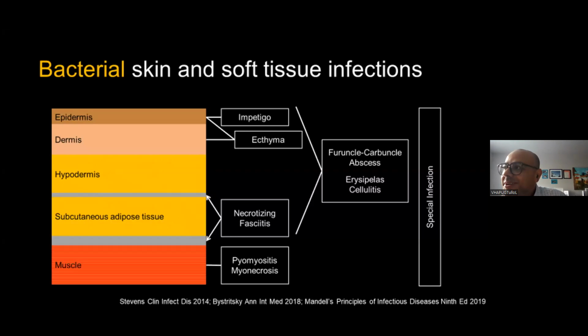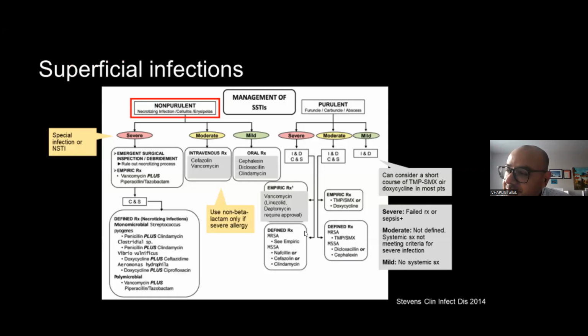All right, bacterial skin and soft tissue infections. Again, I'm a fan of categorizing what I'm dealing with. SSTIs or superficial infections, impetigo, ecthyma. And the IDSA guidelines from a long time ago now have this nice algorithm. The first branching point: are you dealing with pus or something without pus? Basically, if you have pus, you're dealing with Staph aureus. If you're not dealing with pus, you're dealing with strep.